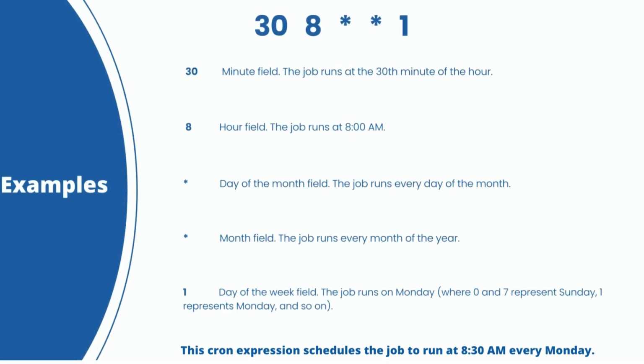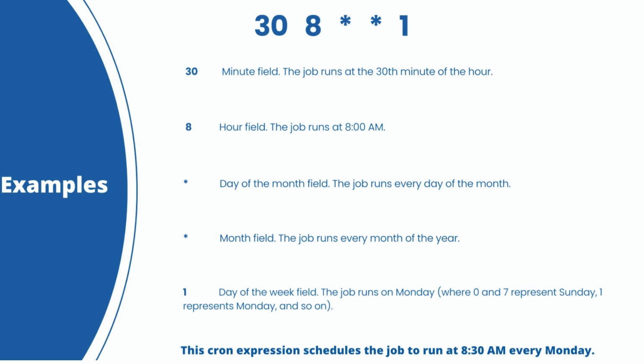So let's go through the first example. We have the cron expression 38 8 asterisk asterisk 1. So what does this mean? We are telling the job to run at the 38th minute of the hour and the 8th hour of the day.